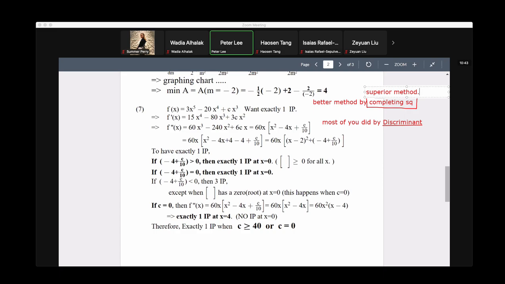Okay. So let's look at this solution. A little ridiculous. I don't think anybody did it this way. Almost all of you did it by discriminant. And by the way, I'm going over that here.